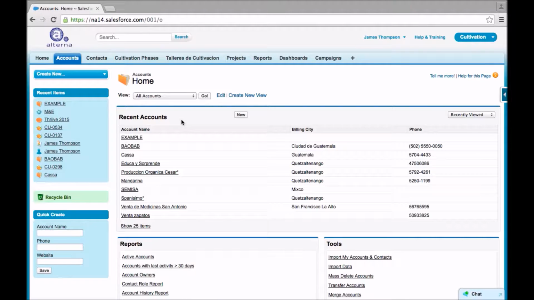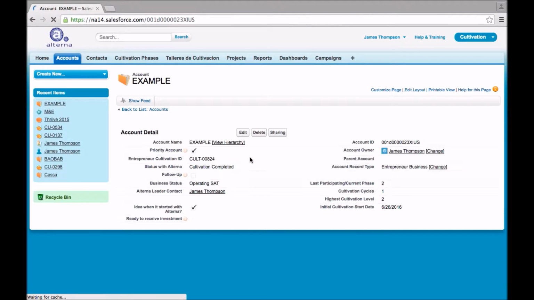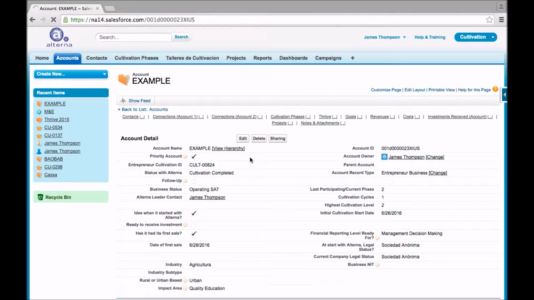If I want to see all of the accounts that are in our Salesforce, we can just choose all accounts and click go. But for now, I'm going to use this example account. Now, as mentioned before, if we were to create a new account, there are multiple account types. And you choose the account type based on the organization we're working with, like an ecosystem peer partner versus a university versus an entrepreneur business.